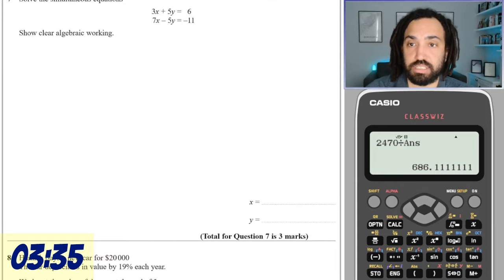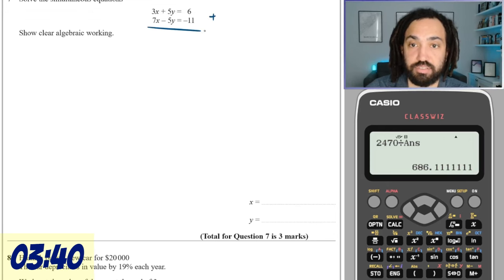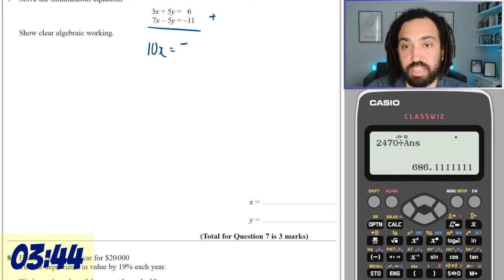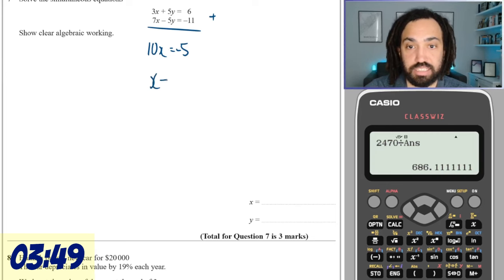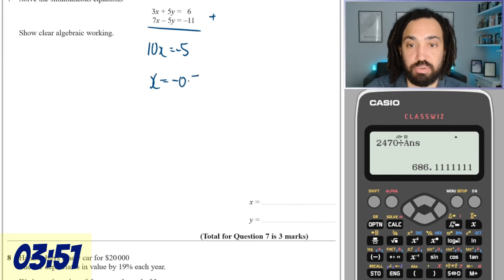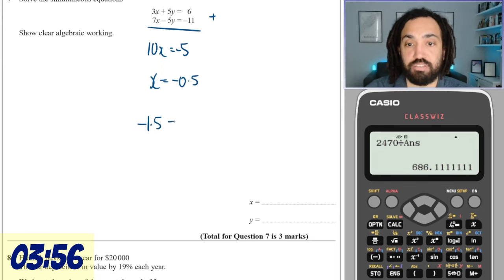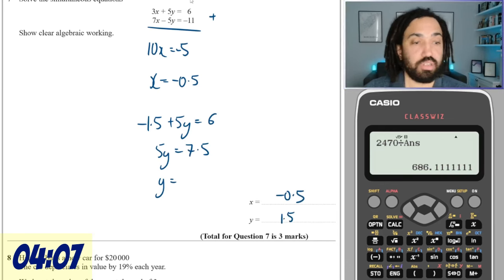Okay, simultaneous equations. Right, these ones are nicely set up. I can just literally add the 2 equations because the signs are different and the 5s are lined up perfectly. So that gives me 10x, the y's will cancel, and that will give me 5 minus 5. Careful, yep, so x is equal to minus 0.5. Let's sub into the top one, gives me minus 1.5 plus 5y equals 6. So 5y equals 7.5. So y is equal to 1.5. Perfect.